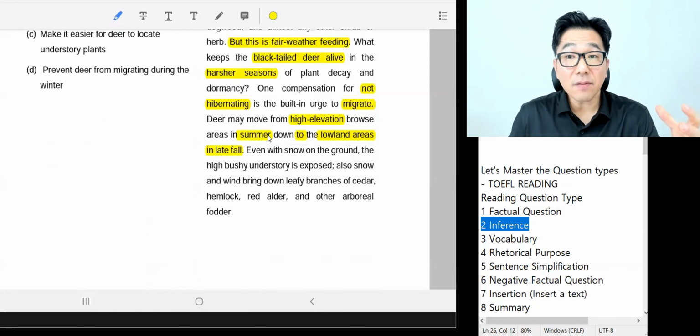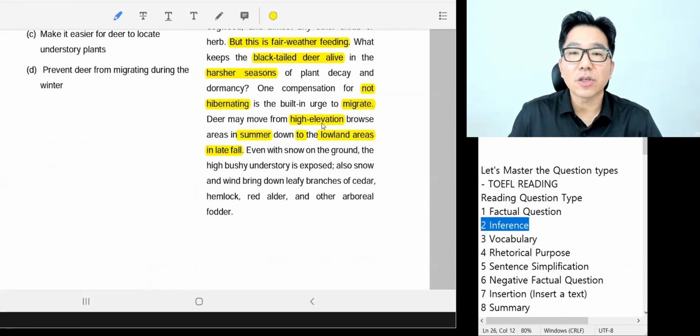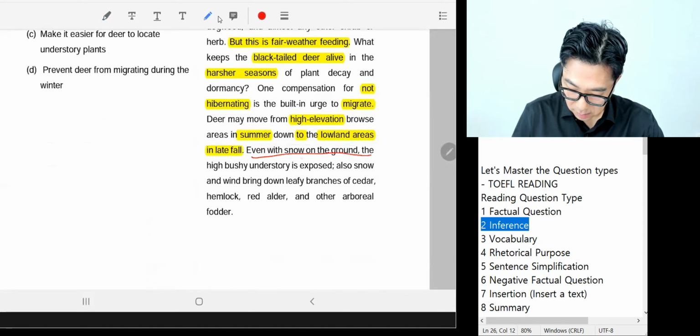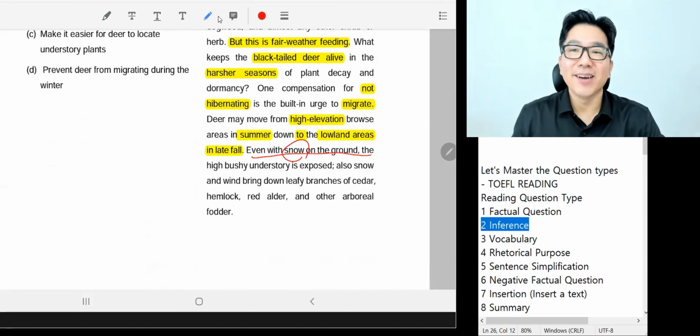So how do they survive, stay alive? They migrate to lowland areas from high elevation areas, okay? So hopefully the next sentence will show us whether they get food in lowland area during winter, okay? Even with snow on the ground, obviously during winter, I presume, I infer based on this information, it's talking about winter, cold weather.